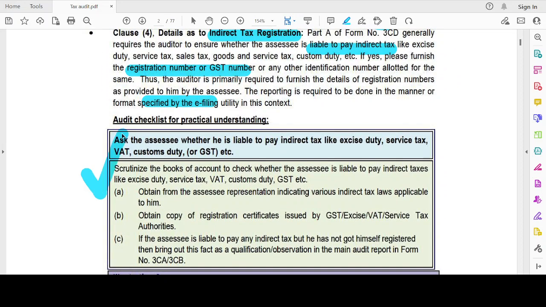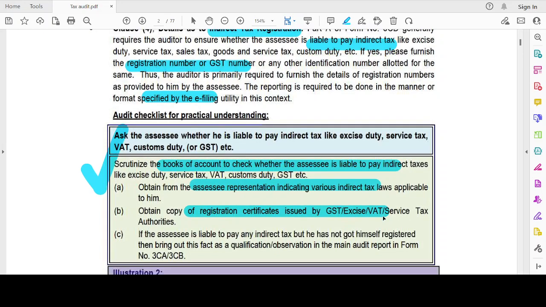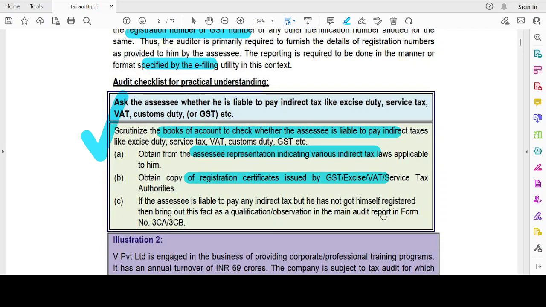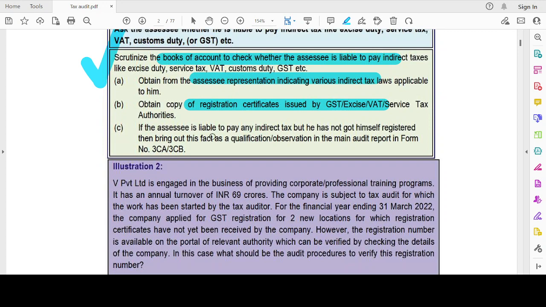I have to scrutinize the books of account to find what taxes the assessee is liable to pay. I have to obtain a written representation from the assessee indicating the various indirect tax laws. Also obtain a copy of the registration certificates issued by the GST, VAT, and other authorities, and this could form part of the permanent audit file. If the assessee is liable to pay indirect tax but has not got himself registered, I have to bring it out as a qualification or observation.